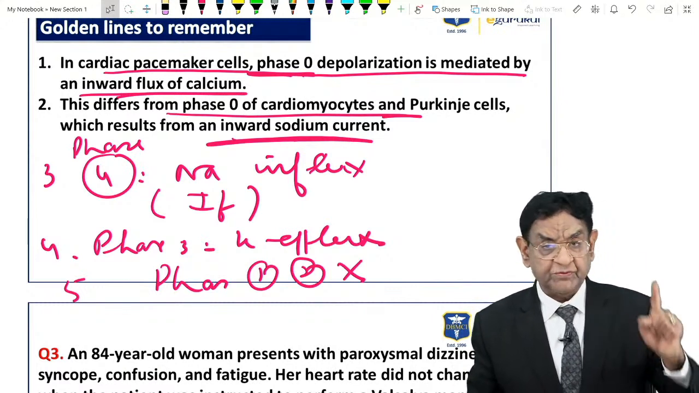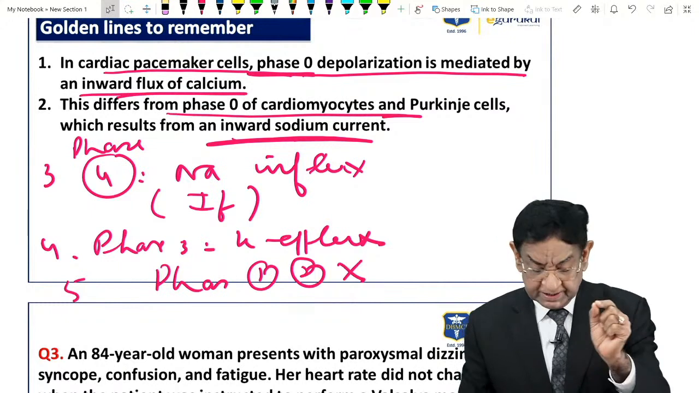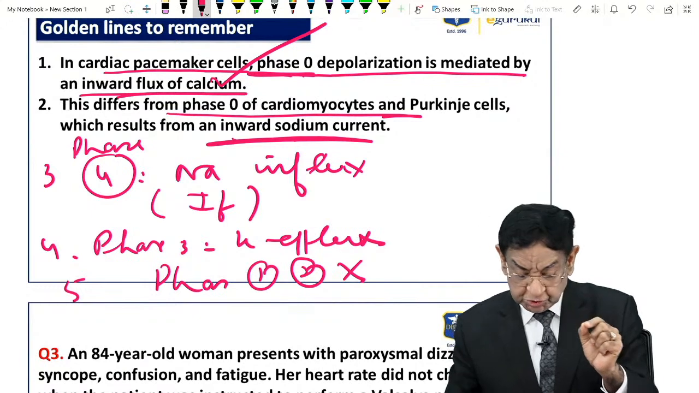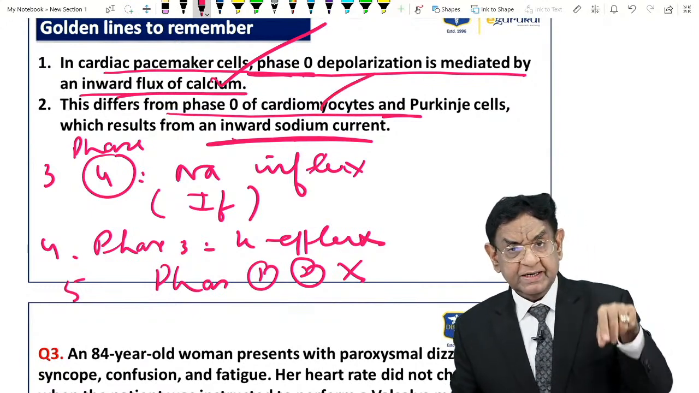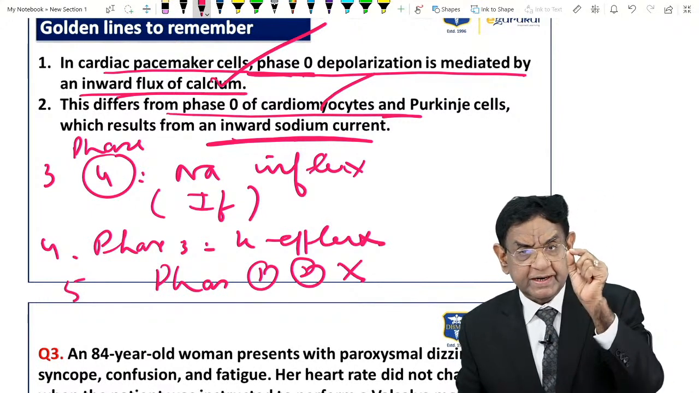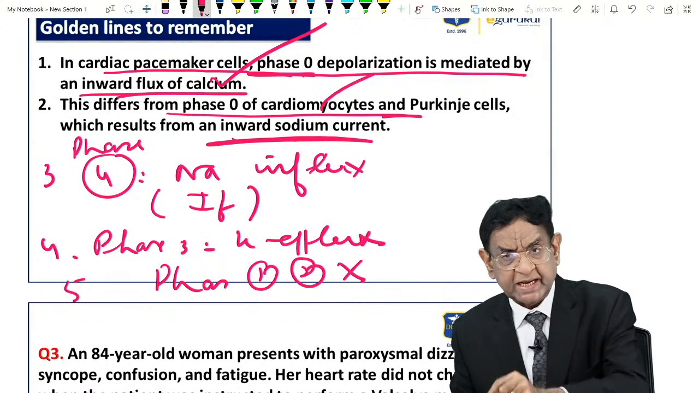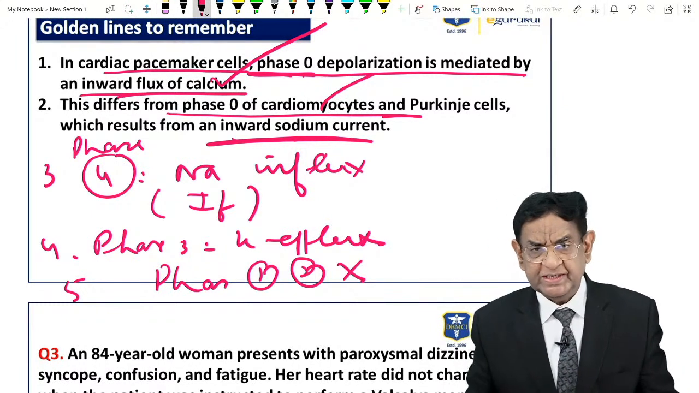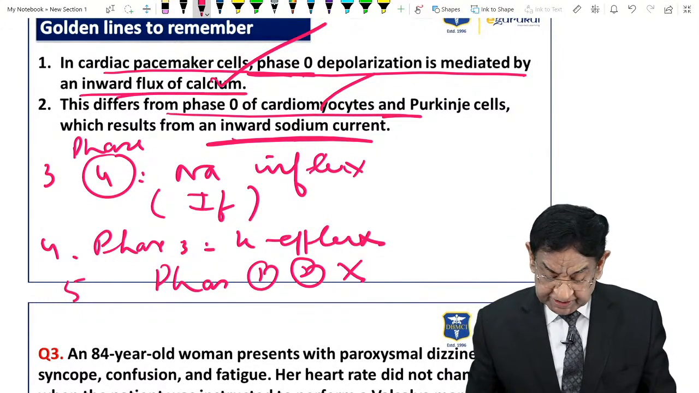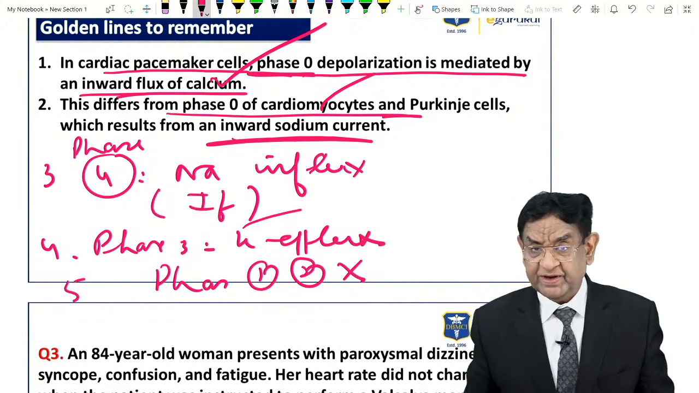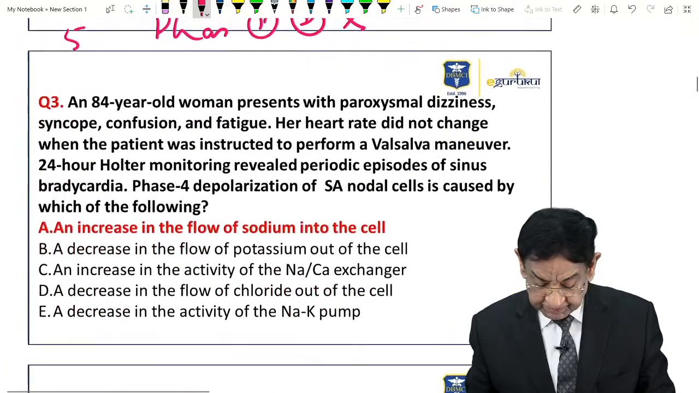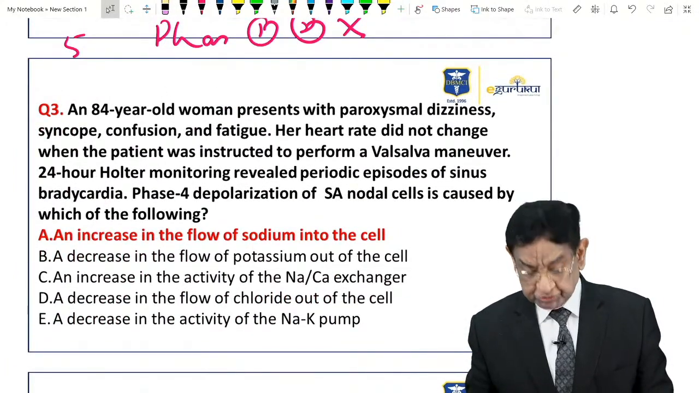Phase 0, first keyword, is by what? Calcium entry. And in cardiac muscle, the phase 0 was sodium entry. Here in the SA node, phase 4 is mainly due to sodium entry. It enters via what? Funny sodium channel. Which drug acts at the funny sodium channel? It is ivabradine. And phase 3 is potassium efflux, and phase 1 and phase 2 are there only in cardiac myocyte. With this, we come to question number 3.